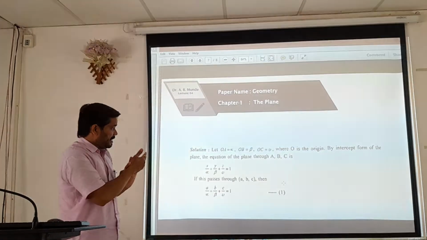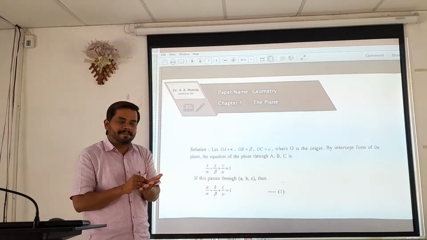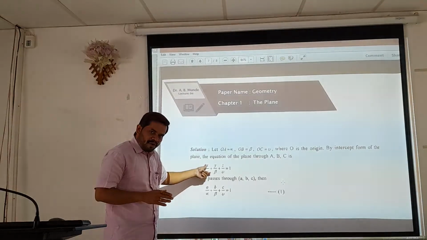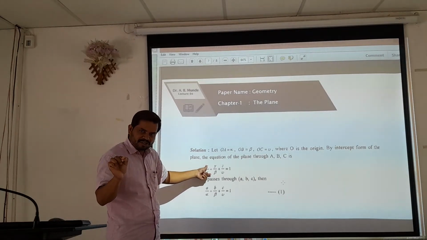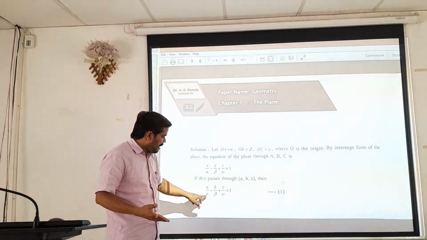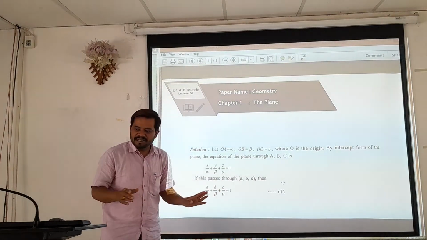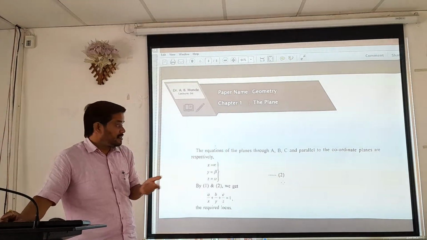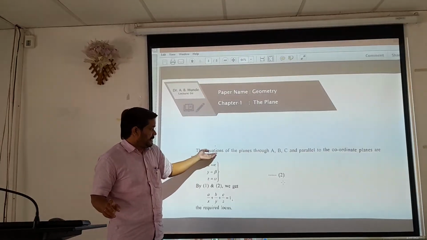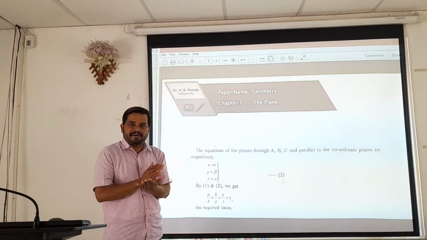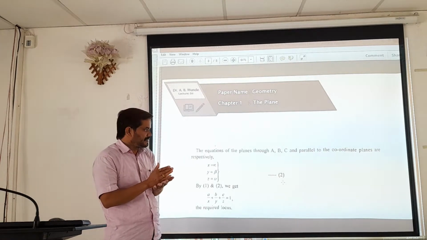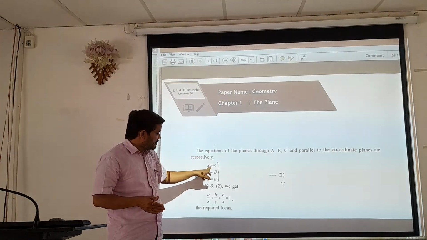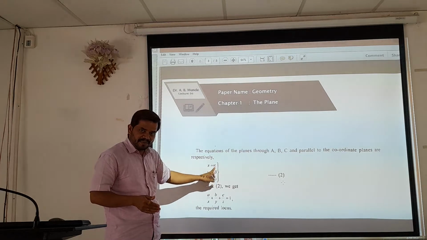So this plane passes through small a, small b, small c, as given, and that's why a by alpha plus b by beta plus c by gamma is equal to 1. Call this equation number 1. After that, we have to see the equations of the planes through these 3 points capital A, capital B and capital C, parallel to the coordinate planes, respectively. Here x is alpha, y is beta and z is gamma. Yes, I understand this one.